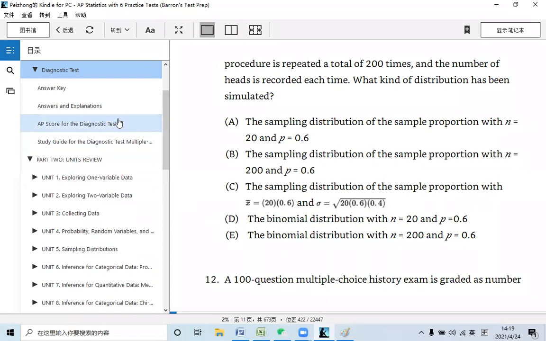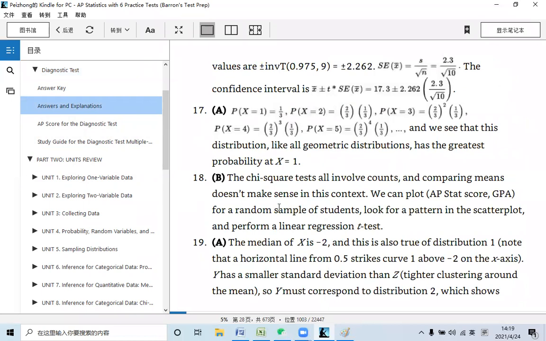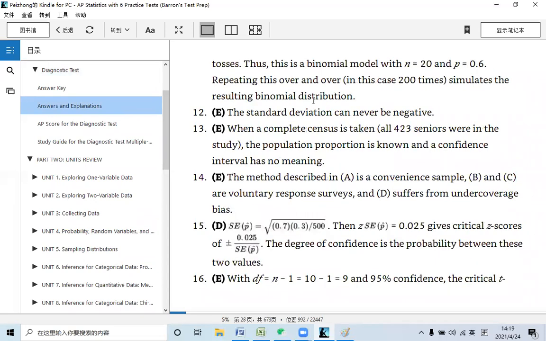Let me look at number 11. There are two possible outcomes, heads and tails. So heads and tails, so that's a binomial. The probability of heads is always 0.6. And we are interested in the number of heads in 20 tosses. All right, so 20 tosses.